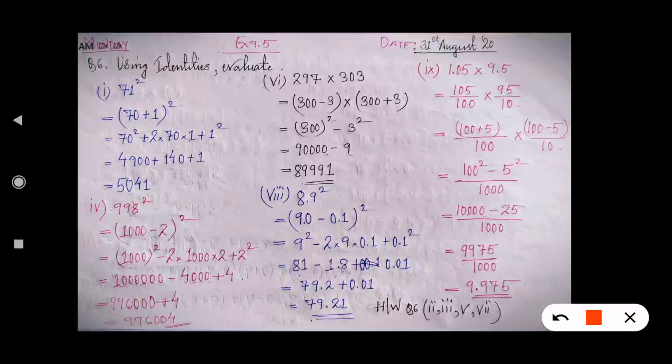In our previous video, we have completed till question number 5 of exercise 9.5, and today we are going to start our question number 6 of exercise 9.5.